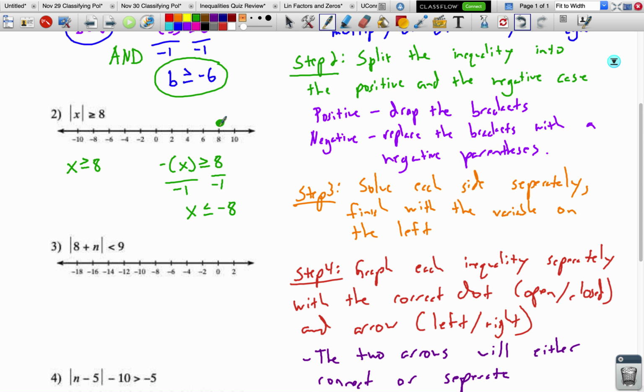Closed dot at 8, arrow going to the right. Closed dot at -8, arrow going to the left. We go back to our two answers, and we write the word "or" because these two arrows separated. They did not connect into a line segment.